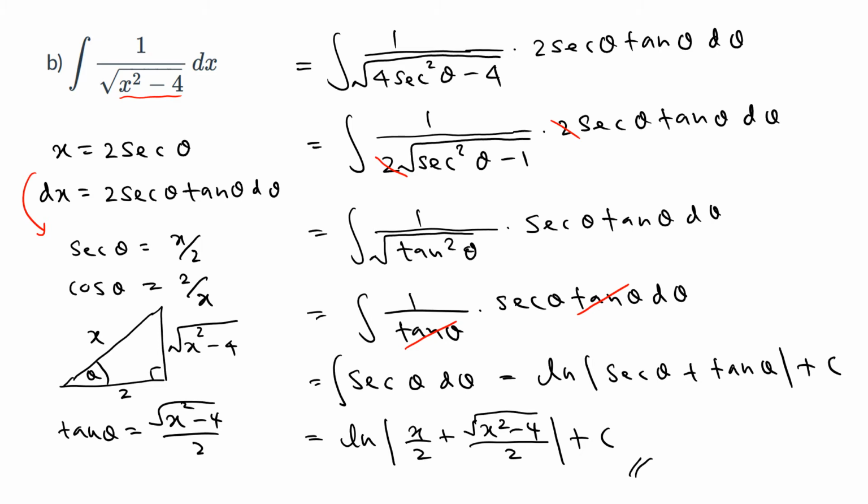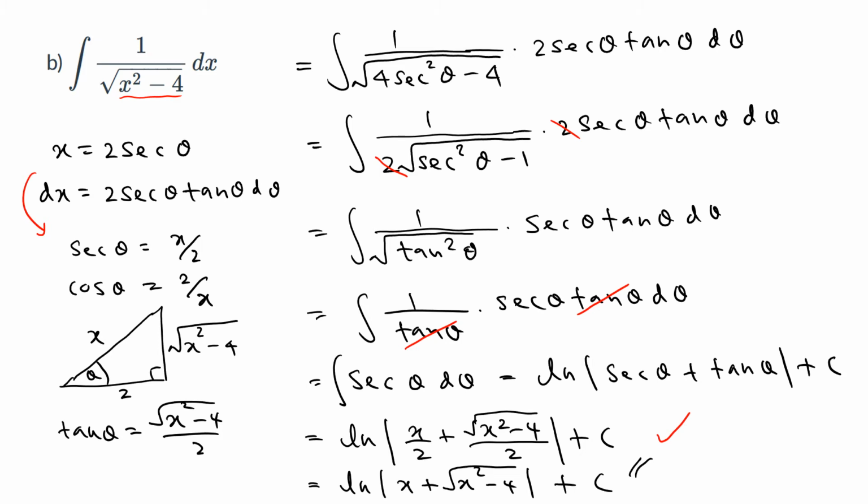You can see 1 half is common, so you can take it out and combine that with c. That's an extra step if you want. Otherwise, this is the answer. But if you want to simplify this completely, it is x plus the square root of x squared minus 4, and we put that 1 half ln 1 half under c, so we can just write c. It's not the same c, but we write it like that.